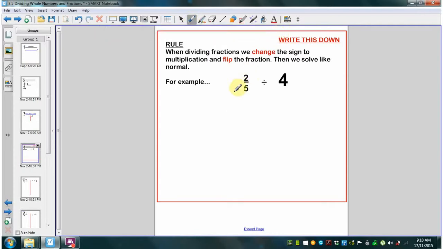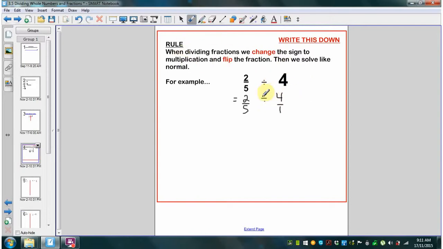Okay, so we're going to copy down this, but I'm going to put this over 1. So we're not going to do anything different yet. We're just doing what we usually do. So 2 over 5, we're going to keep the divided by for right now. And the first step is that we take our whole number, and we always write our whole numbers over 1 when we're working with fractions. Over 1.